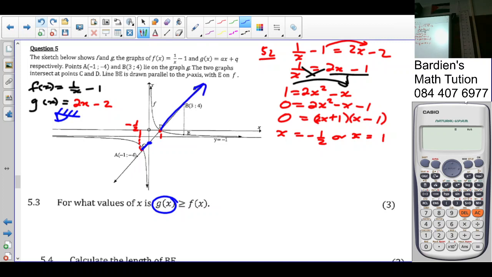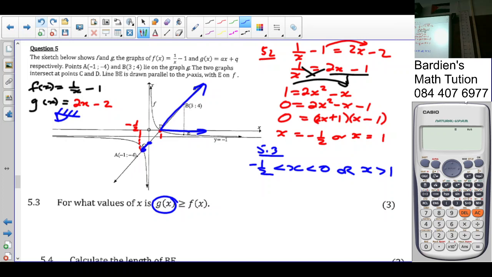Okay. So in 5.3, it is between negative 1 and 0, so it's continuous, so x is greater than negative 1, but less than 0, or x is more than 1. Now remember, there's an equal sign as well.